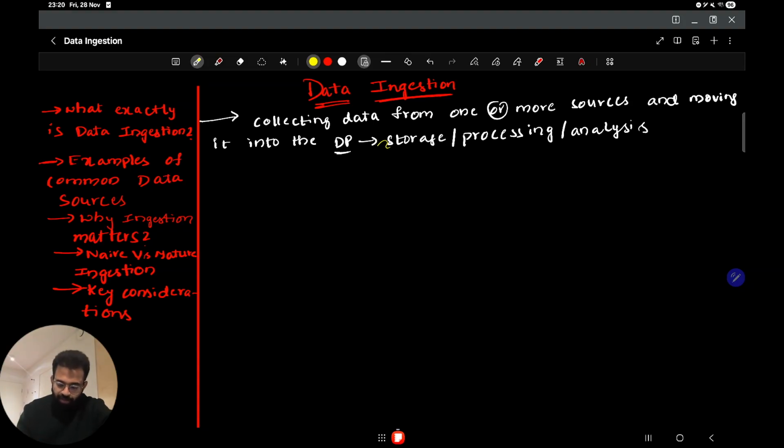I will say it is, of course, the process of collecting the data from one or more sources and moving it into the data platform, but we should also do it in a reliable, consistent way, and intentionally.